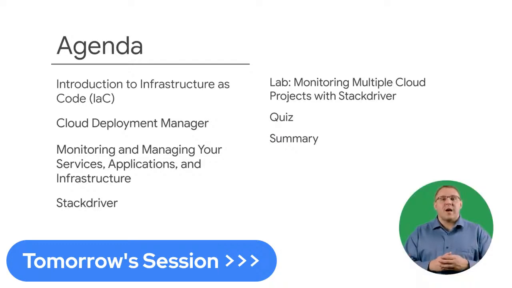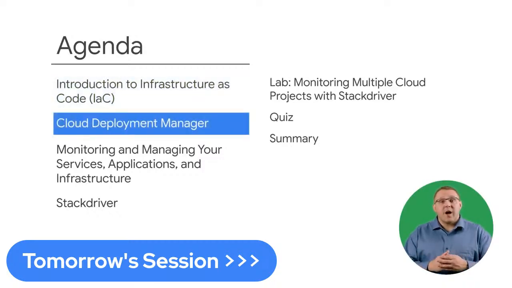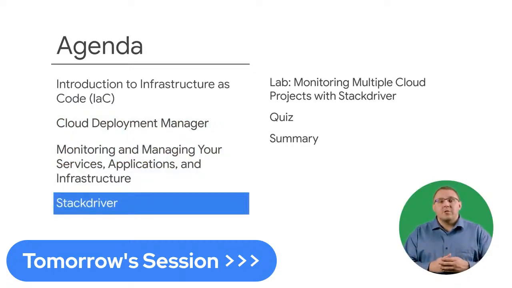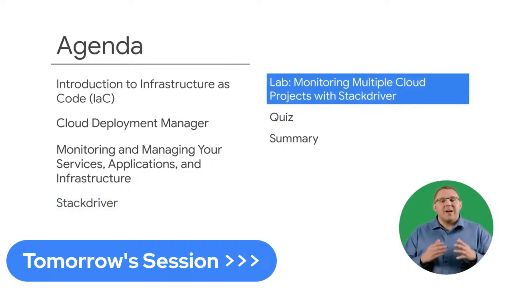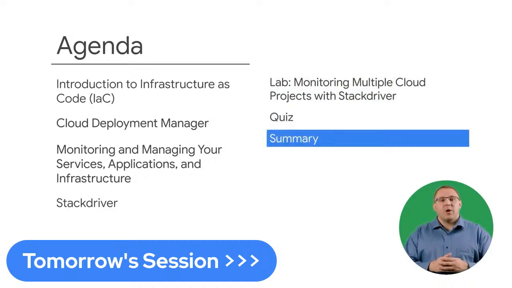This agenda shows the topics that make up the module. The module starts with an introduction to infrastructure as code, before moving on to Cloud Deployment Manager as an infrastructure as code tool. You'll then learn the importance of monitoring and managing existing services, applications, and infrastructure before you look at the integrated tools that make up Google Stackdriver. To end the module, you'll complete a hands-on lab where you'll monitor the metrics provided by project virtual machines in Stackdriver before you complete a short quiz and review the main learning points of the module.